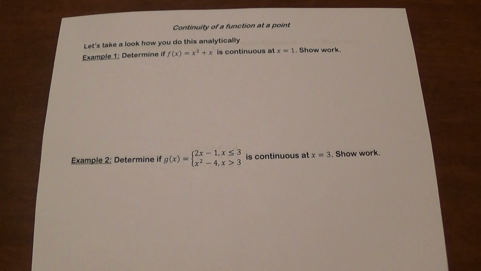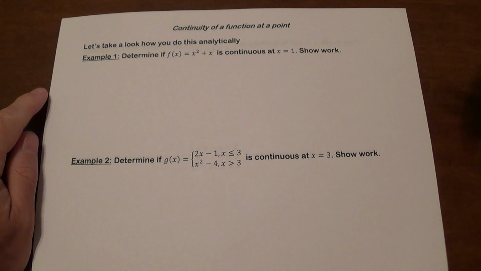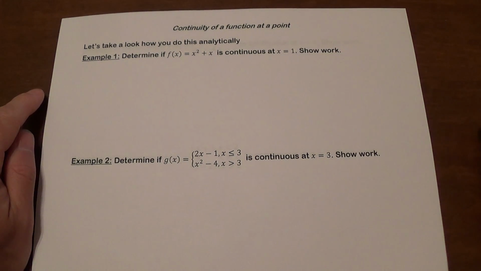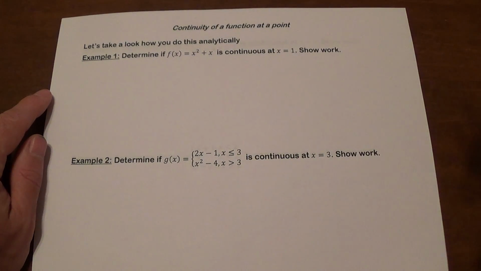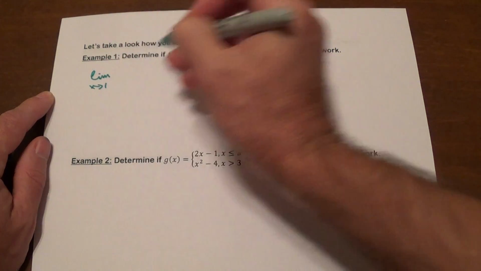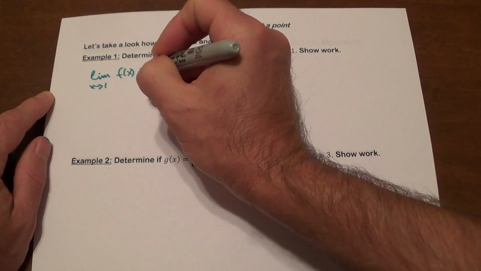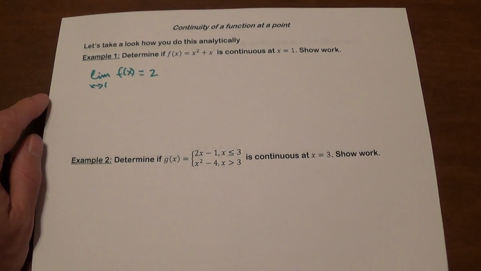Alright, so examples. We're going to do it analytically now. We need to determine if this function f of x equals x squared plus x is continuous at x equals 1. So we need to check all three conditions. You probably already have a solid understanding of one-sided limits by now, so I'm not going to go through the details here. This function does have a limit. Direct substitution will work here, so the limit as x approaches 1 of f of x, in this case, is going to simply substitute it, it's going to equal 2, right?